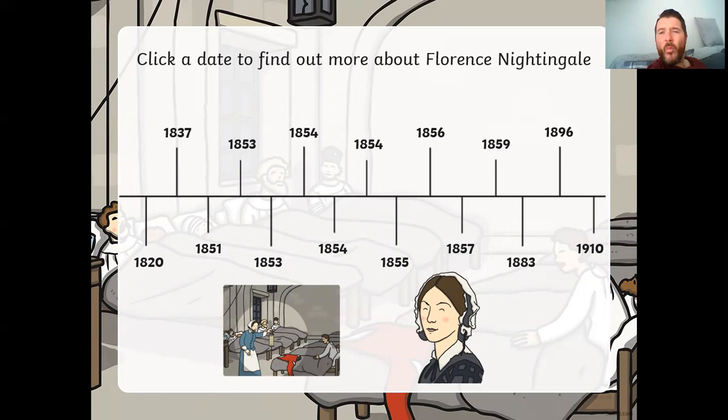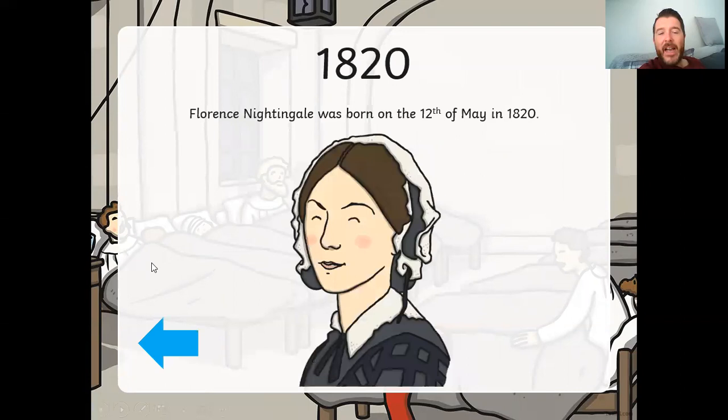So what might be significant about 90? What might it tell us about Florence Nightingale? Have a think. It might tell us that that's how long Florence Nightingale lived for, but it doesn't necessarily. So let's have a look. Our first date for our Florence Nightingale timeline is 1820. Florence Nightingale was born on the 12th of May in 1820.